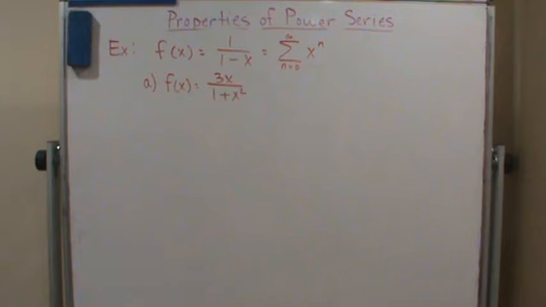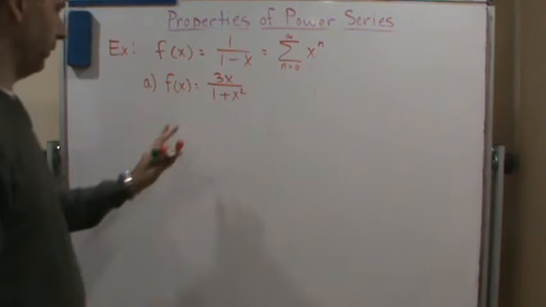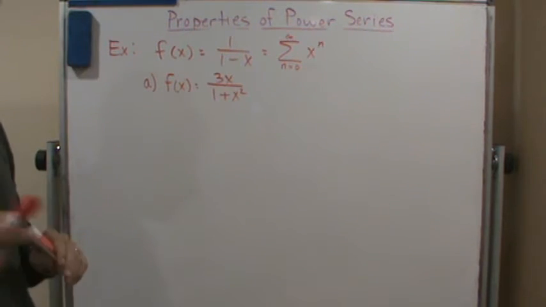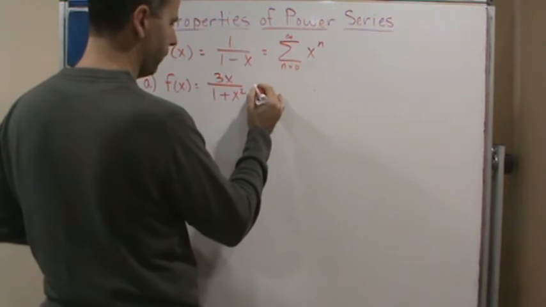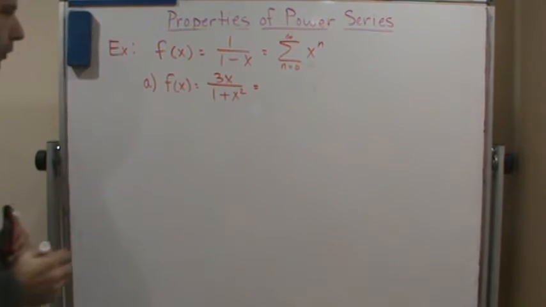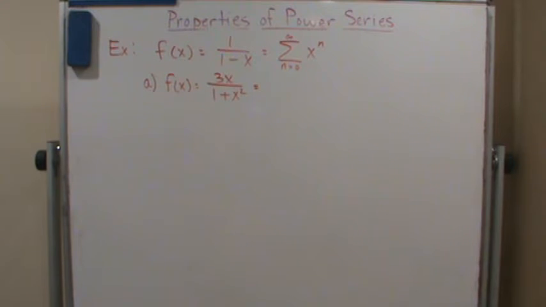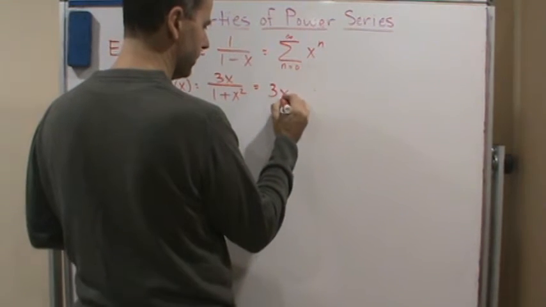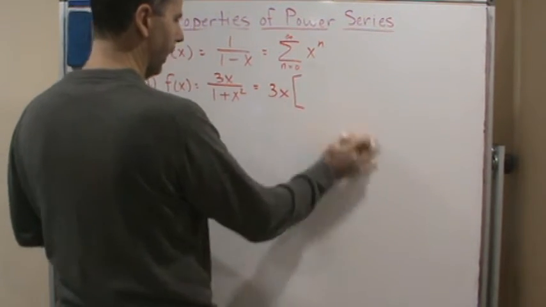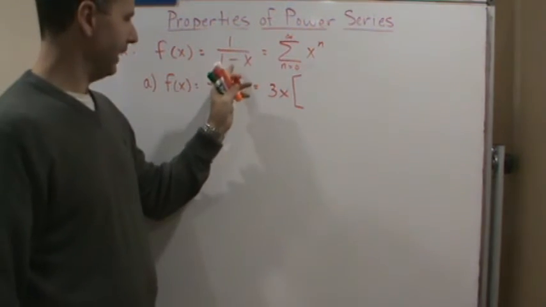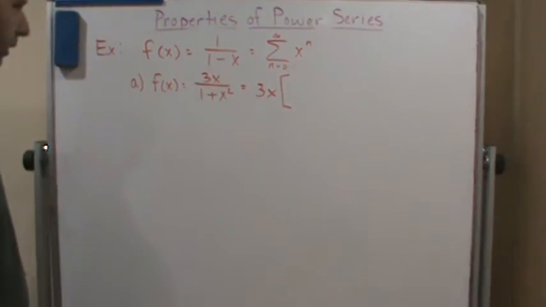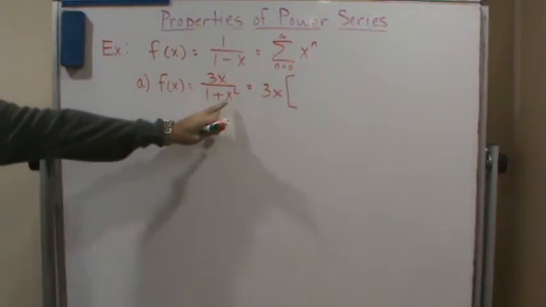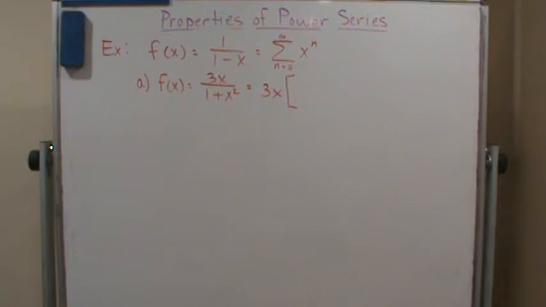Okay, so the first thing we're going to do is rewrite this function to make it look like this. We've done this before. First, we're going to factor out the 3x, put that up in front. Then what else do we need to do? Well, we need a negative x there, so we're going to have to factor out a negative.